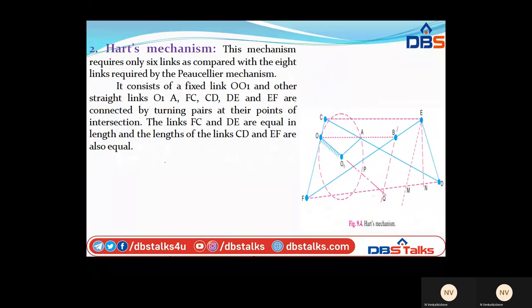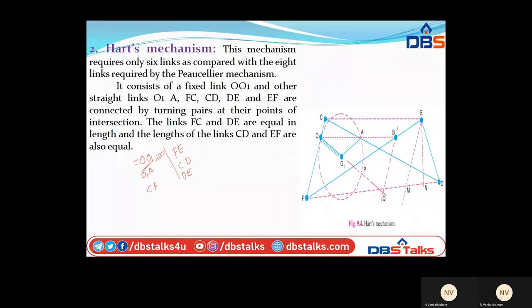So it consists of, what is the fixed link? O1, which is fixed. Next, O1A, CF, FE, CD, and DE. These are the main links, which are 6. And at the same time, O1 is the only fixed one. All the remaining, that means the remaining 5, are to have turning pairs.